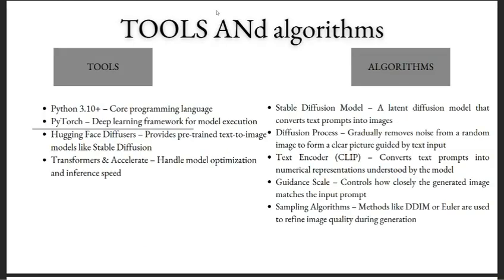Tools and algorithms and methodology. We used Python, PyTorch, and Hugging Face diffusers. Stable Diffusion works by gradually removing noise from random pixels to form an image guided by our text. The CLIP encoder translates our prompt into numbers the model understands. Our methodology has 5 steps: environmental setup, model setup, implementation, UI design, and testing.